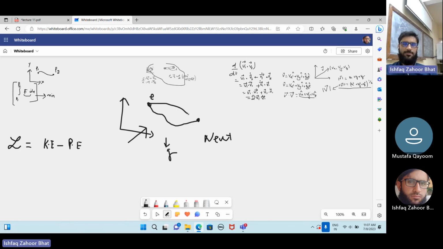So for example, you have this path, you have this path, and maybe this path. You integrate this term through all the paths, and you will get different values. The electron will traverse the path in which the value of kinetic energy minus potential energy will be minimum. No, the integral of this thing. Sorry. Okay, the integral of this. I see. Integral of kinetic energy minus potential energy.